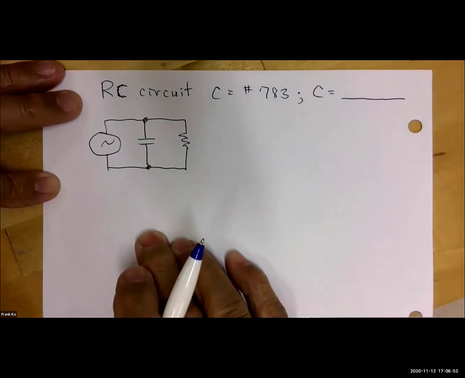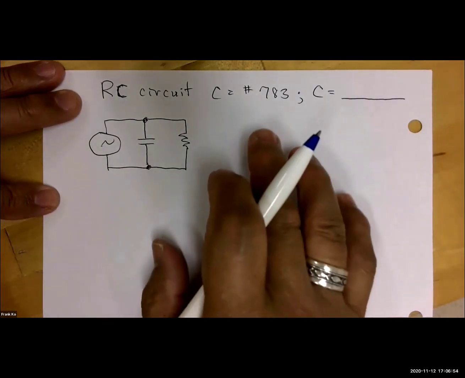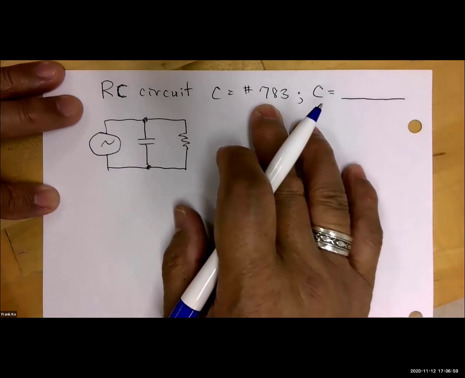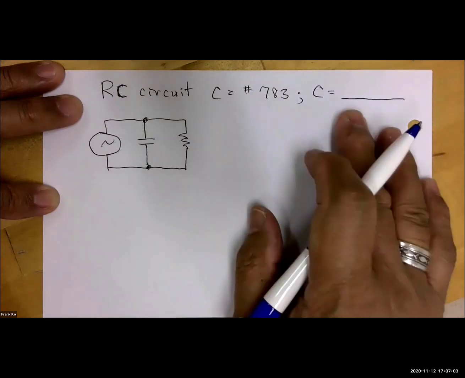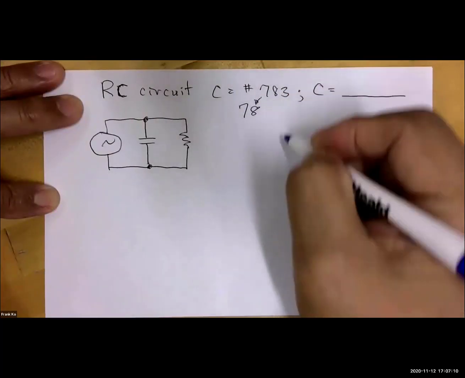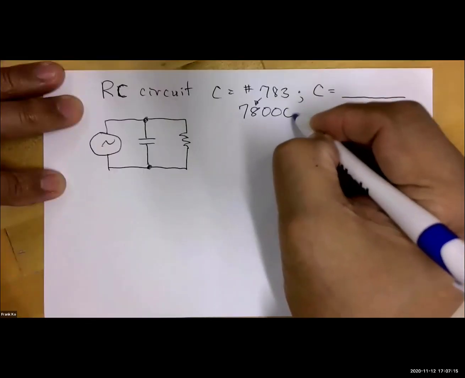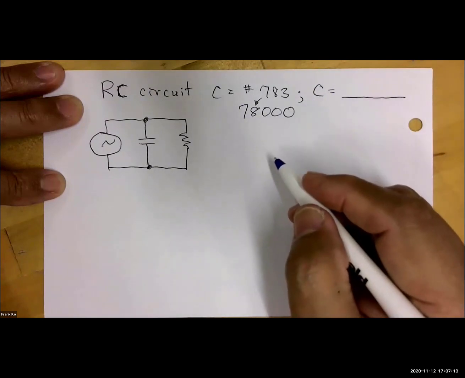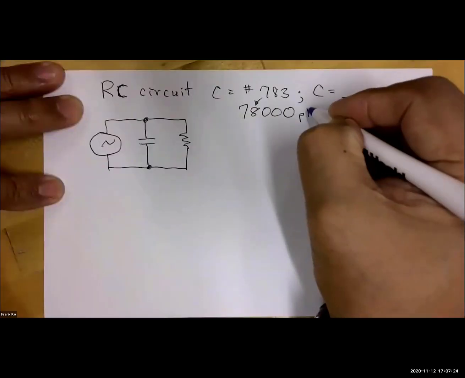Based on this having a C of 783, you are tasked with finding the value of C. How do we go about finding the value of C if you're told that C is equal to the number 783? So the question goes, Yusuf, do you remember? First digit is 7, second digit is 8, followed by 3 zeros. Anything else? The capacitor is in picofarads. We have to write down picofarads.